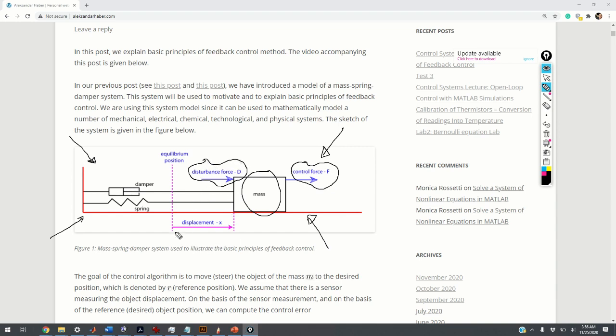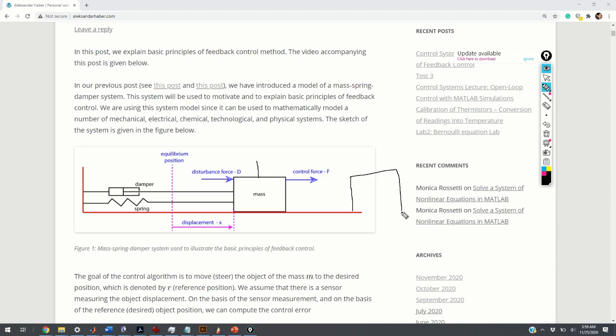What are the variables here? The main variable is the displacement. This displacement measures the position of the object from its equilibrium position. Our goal is to design a control algorithm and a control system that will steer this object to a desired position. For example, we want to steer this object from this position to this position over here.